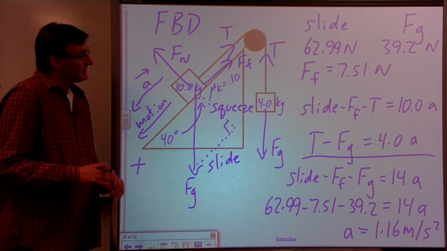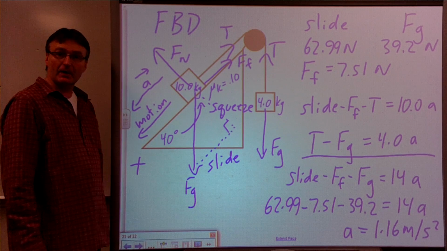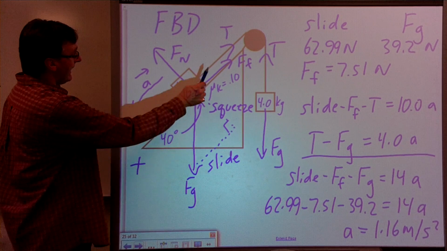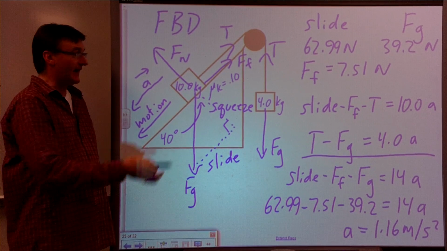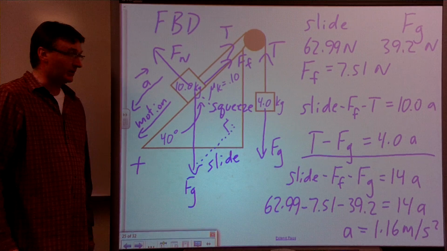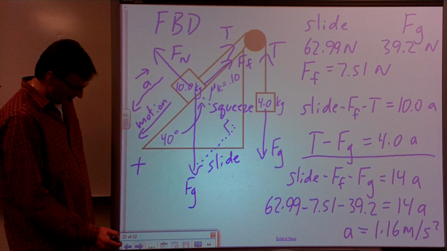So once again, you're starting with the all-important free body diagram. And the first thing we had to do was determine the direction of motion, and once we had that, then we could continue on with the problem. And so that answers, one more thing.